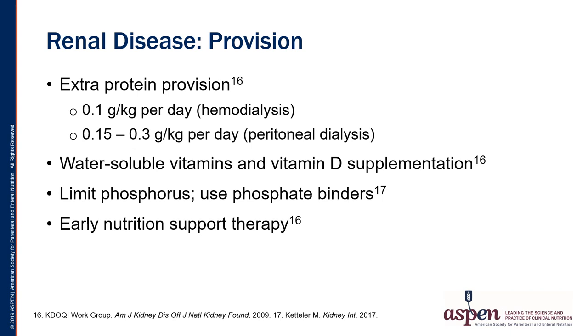Children with renal disease need extra protein. The amount is dependent on whether the child is on dialysis and the actual dialysis method. They also need water-soluble vitamins and vitamin D supplementation. Since hyperphosphatemia is a concern, they need interventions to prevent it, such as limiting phosphorus intake and usage of phosphate binders. Early nutrition therapy should be considered when malnutrition is not responsive to simple interventions.